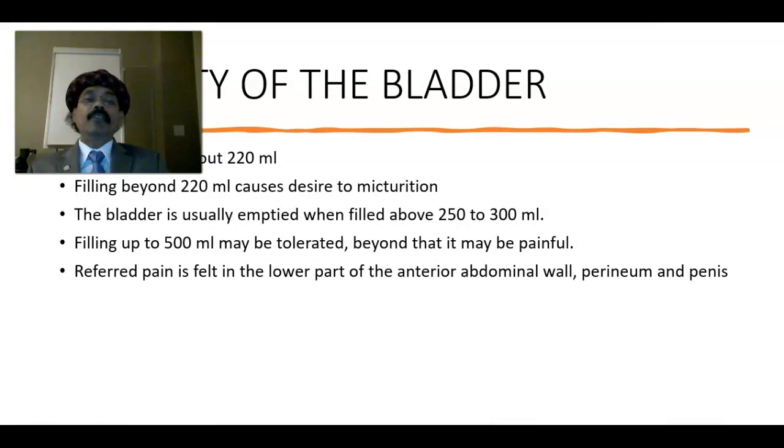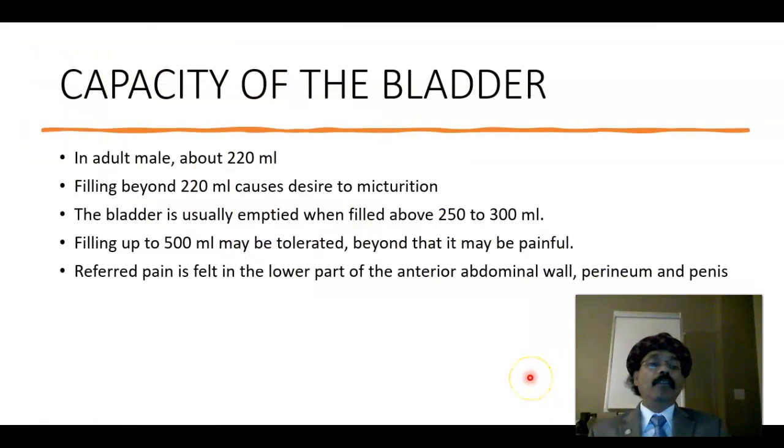Okay, capacity of the bladder, it varies according to the age and also depends on the physique. In adult male, on average, it is 220 ml. Filling beyond 220 ml causes desire for micturition. Bladder is usually emptied when filled about 250 to 300 ml. Filling up to 500 ml may be tolerated. Beyond that, it may be painful. Sometimes there is retention of urine. It may be even 1 liter. Okay. Referred pain is felt in the lower part of the anterior abdominal wall, perineum, and penis in male.